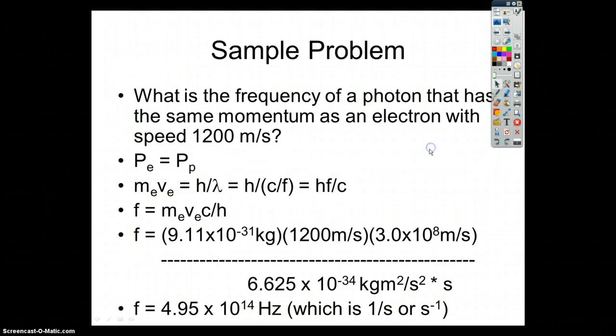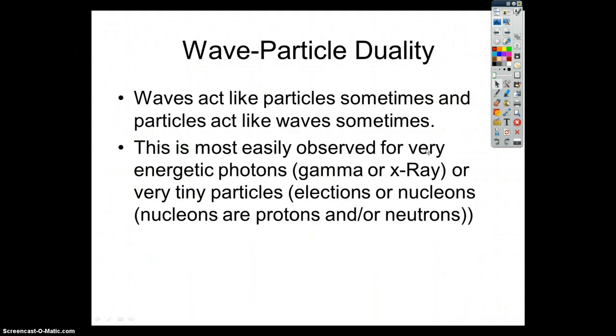For the next one we have here, we're going to talk about wave-particle duality. We know that waves act like particles sometimes, and particles act like waves sometimes. This is really easily seen for very energetic photons, so gammas or X-rays, or very tiny particles like electrons or nucleons. So that shouldn't say elections, that should say electrons or nucleons. Nucleons are protons or neutrons.